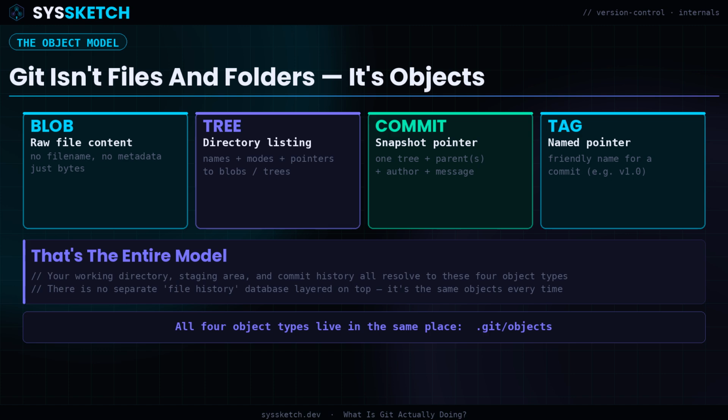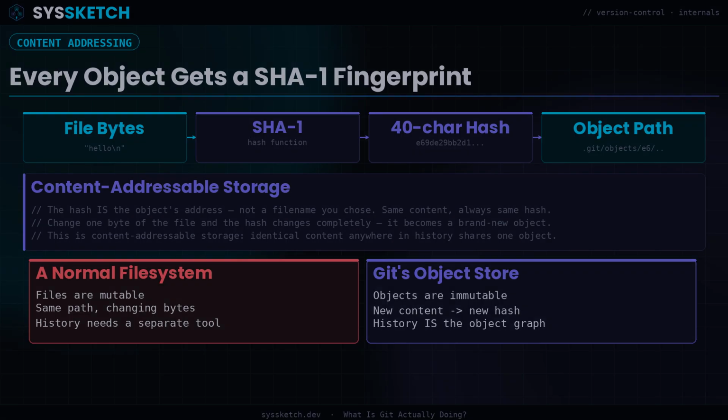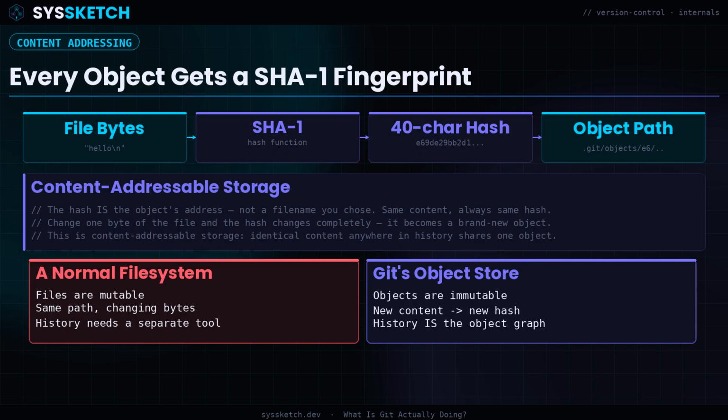Your working directory, your staged changes, your commit history, all of it eventually gets expressed as blobs, trees, and commits, wired together into one structure. There's no separate file history system layered on top. It's the same 4 objects every time.